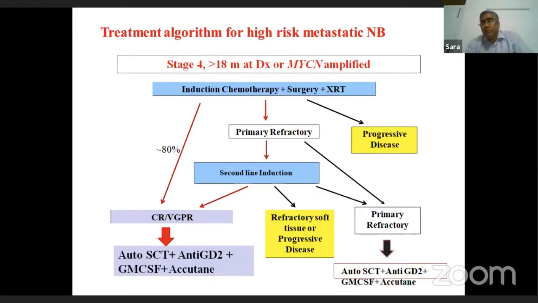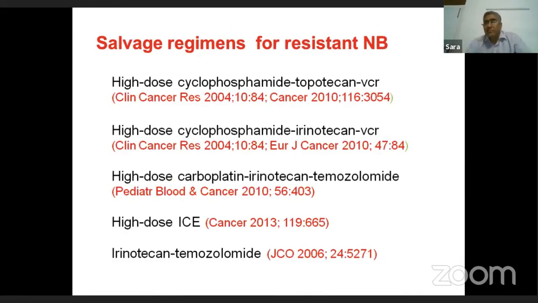But there would be a subset of patients who have progressive disease, and these children have very poor outcome. If you're not chemosensitive, you are not likely to do well. It may be a primary refractory tumor which is not responding. Here you will offer second-line induction chemotherapy, and there are various agents like topotecan, there is irinotecan, there is temozolomide. These are the main drugs which can be added for the chemotherapy to reduce the tumor. And if there is some response, then autologous transplant can be done, and anti-GD2 therapy and cis-retinoic acid will be offered. So these are the various salvage regimens for resistant neuroblastoma. I won't go in the details, but topotecan, irinotecan, temozolomide, etc. are there.